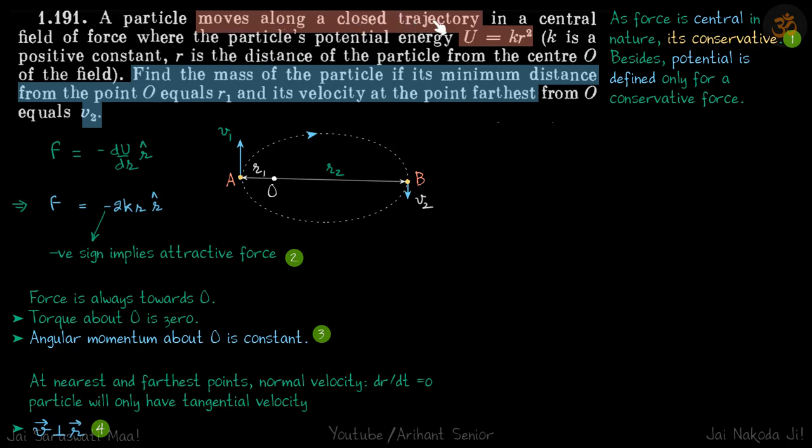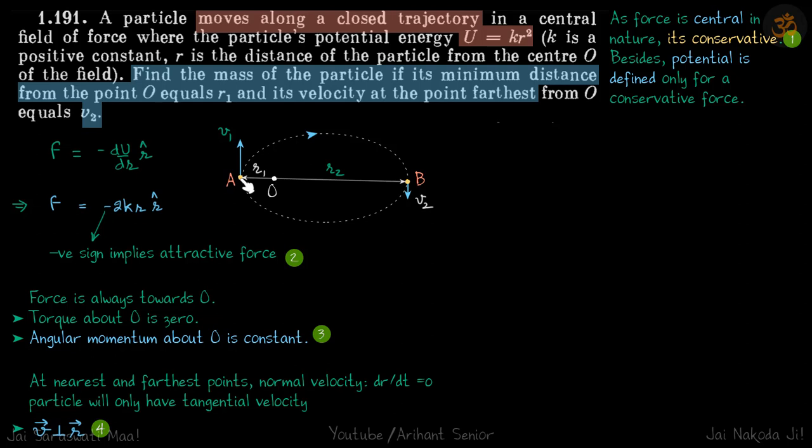A particle is moving along a closed trajectory where the potential energy is given as kr square. We need to find the mass of the particle, given its minimum distance from point O equals r1 and its velocity at the farthest point is v2. So let's say the particle is moving like this. We don't know the trajectory, but it needs to be symmetrical because it's a central force about O.